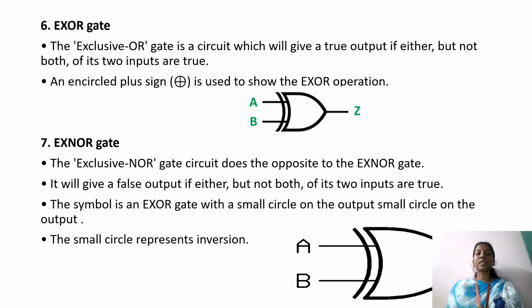Next, XOR gate, that is exclusive OR gate. It gives the true output if the inputs differ; if both the inputs are true or if both the inputs are false, it gives the false output. And the symbol is an encircled plus. This is used to represent the XOR operation, and this is the symbol of the XOR gate.